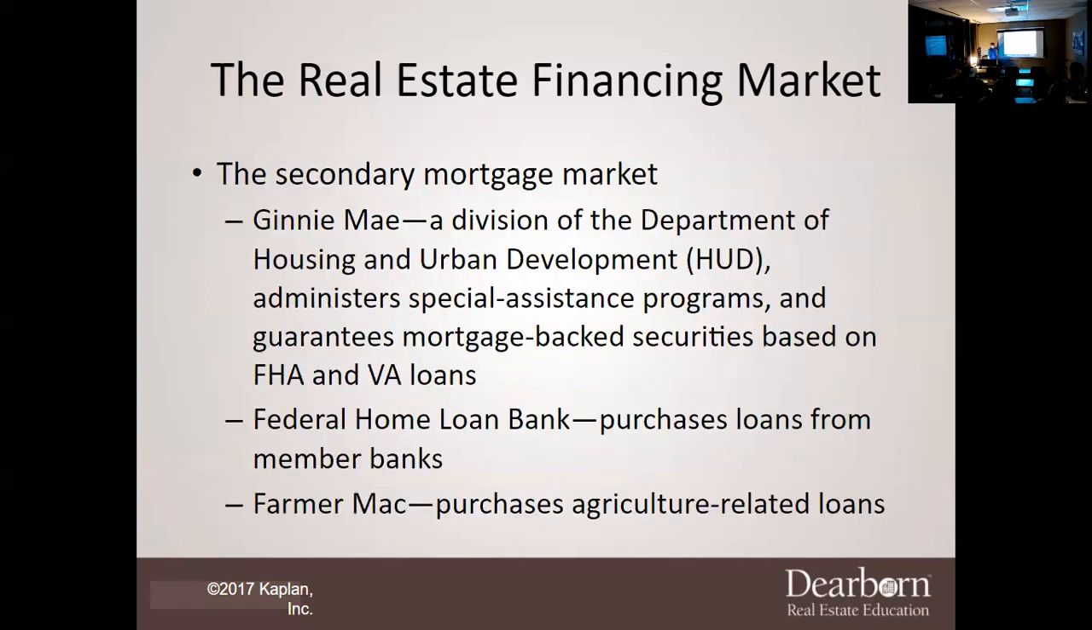Now, we also have Ginnie Mae, and Ginnie Mae is a division of HUD, and they administer special assistance programs and also have guaranteed mortgage-backed securities that are based upon FHA and VA loans. There is also the FHLB, which is the Federal Home Loan Bank. They purchase loans from members within their bank. So they're an association and they purchase loans from member banks.